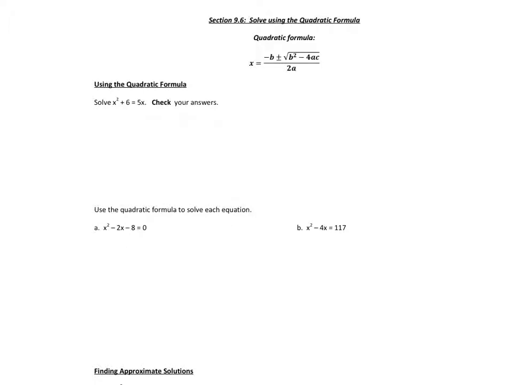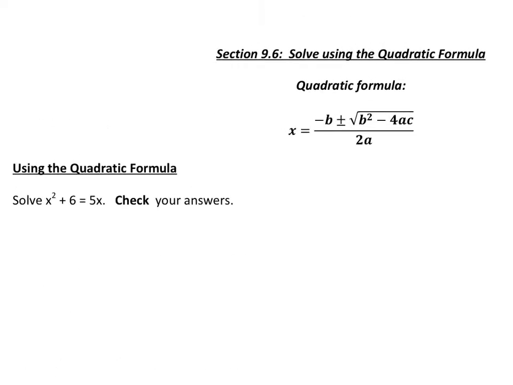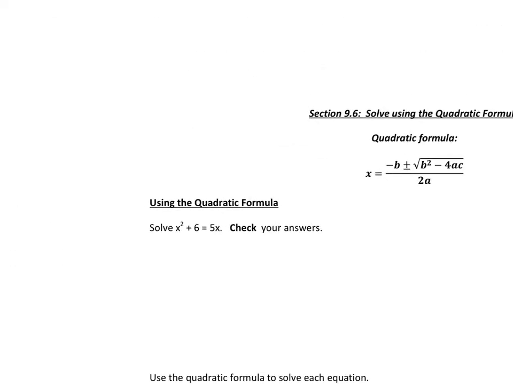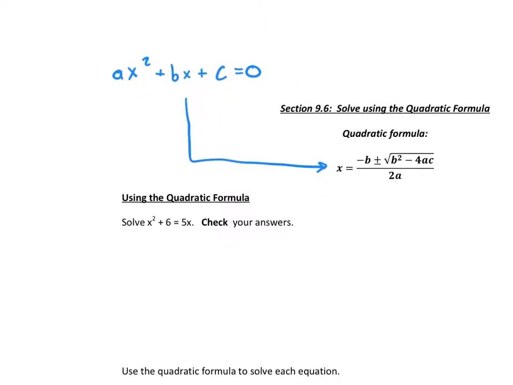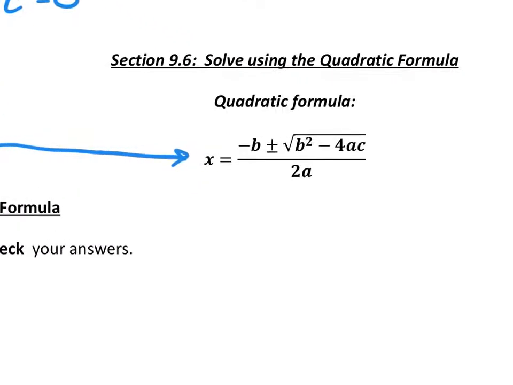Hello, here in this video we're going to look at 9.6, solving using the quadratic formula. We previously saw a video on where this formula came from. It's all about a quadratic in standard form, ax squared plus bx plus c is equal to 0. We saw in the video that if you complete the square and go through all those processes, you end up with x solved for, and you end up with this particular formula. So that's where the quadratic formula comes from.